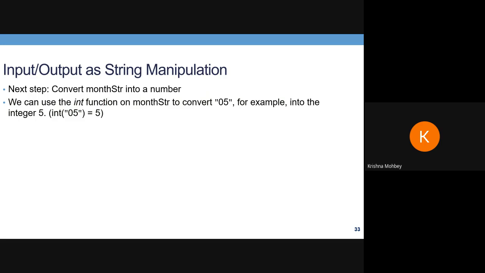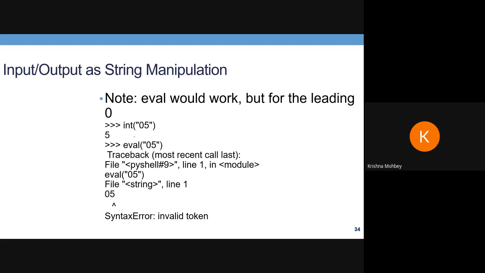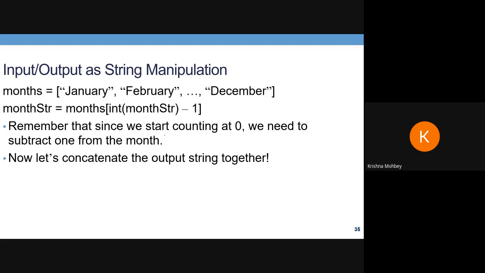Now, next information is what? We have to convert this month to numerical format. We can use the integer function to convert month 05. For example, if we write int 05, it will give me 5. Note, eval would work, but not for the leading zeros. For example, if I use int 05, it is giving me 5. But eval 05 will not perform the operation. It will give me an error, because 05, a 0 in front of any value, doesn't have any meaning.